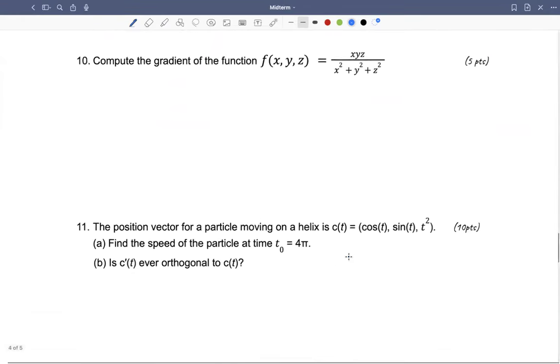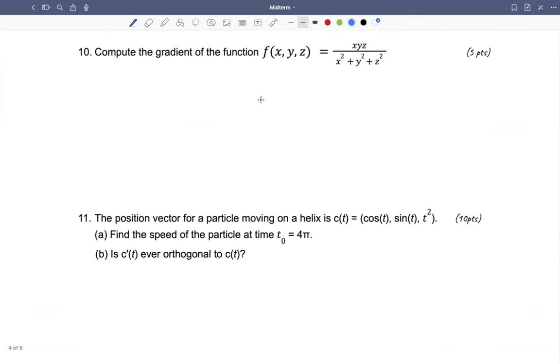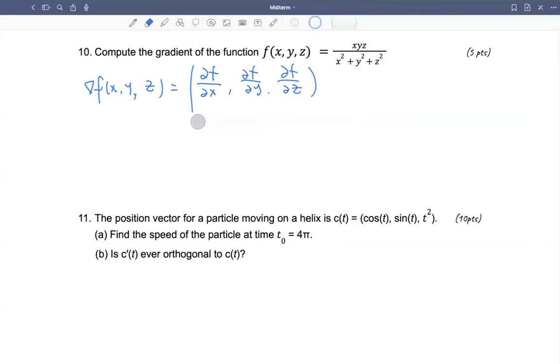Let's see, 10. We want to compute the gradient, right? We see x, y, z are symmetric in this function, so we just have to calculate one. Let's calculate the first one. Or maybe let's first write down the definition: f in the x direction, f in the y direction, f in the z direction. That's the definition of the gradient.